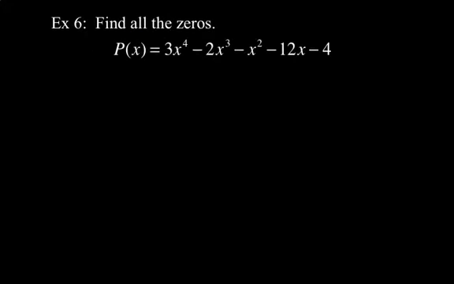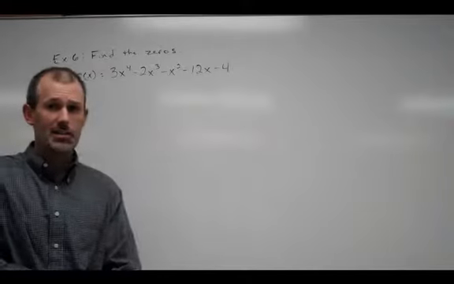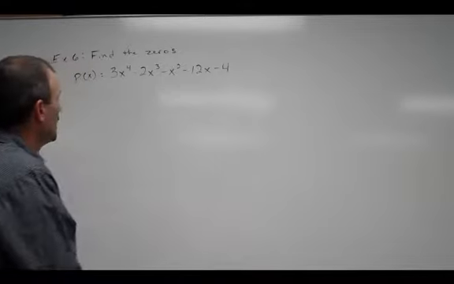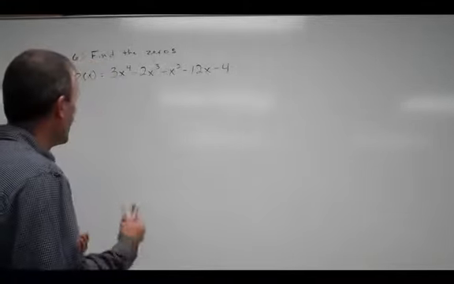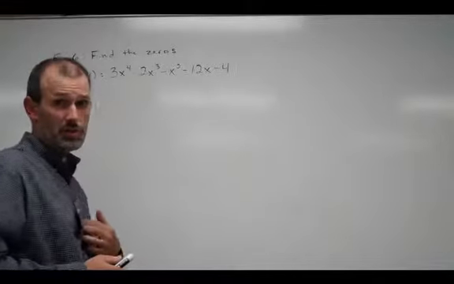In example 6, we're back to finding all the zeros. So we're going to try and use synthetic division to factor this, or to find the zeros of this, and then get it completely factored, or find all the zeros. So again, our goal is to figure out what rational zeros may work.